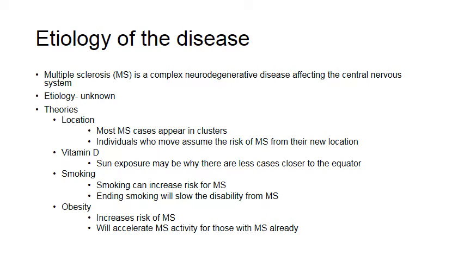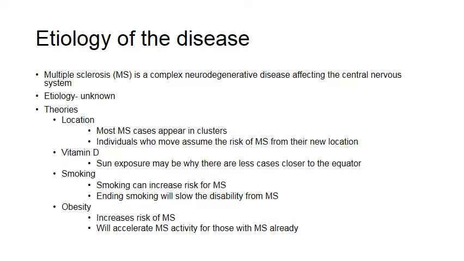Etiology of the disease. Multiple sclerosis is a complex neurodegenerative disease affecting the central nervous system. The etiology is currently unknown. However, there are several theories about what it is that causes MS. One leading theory is that it has to do with location. Researchers have found that most cases appear in clusters on a map. They are found around the same place, around the same time.